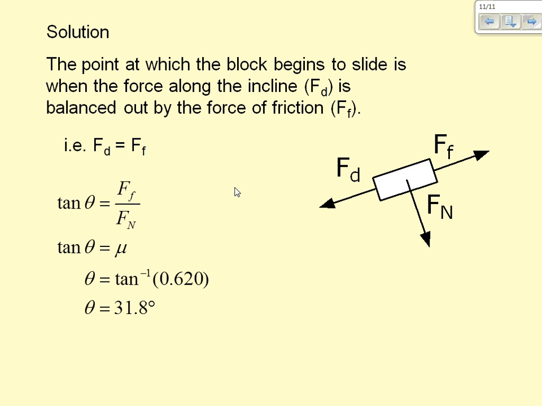The tan of theta is equal to FD or FF over Fn. And guess what? What's FF over Fn? It's equal to mu. All you got to do is take the inverse tan of the coefficient of friction. There's nothing to it.